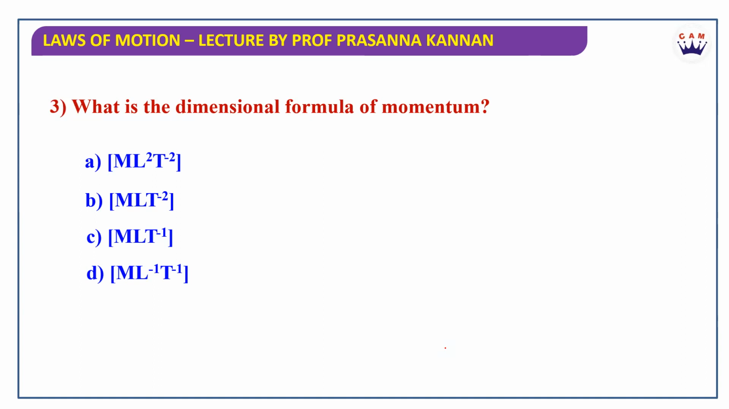What is momentum? Mass into velocity. Mass is measured in kilogram. Velocity is measured in meter per second. Kilogram, what is the dimension? Capital M. Meter per second, what is the dimension? Meter is length L. Second is T to the power minus 1. So MLT to the power minus 1. Very good.